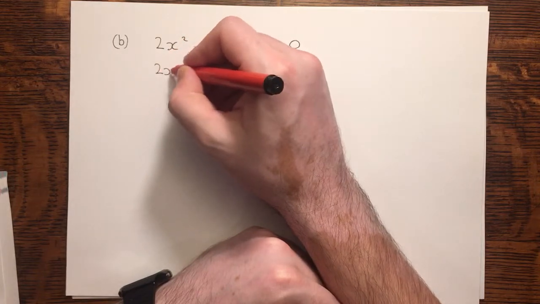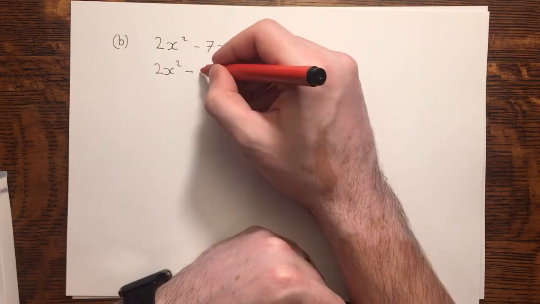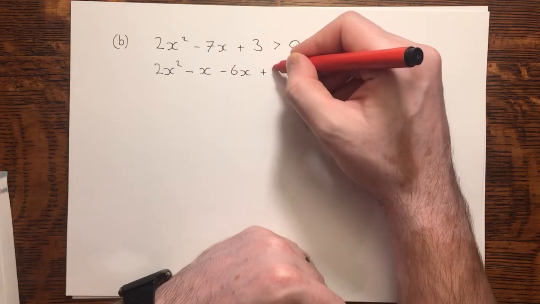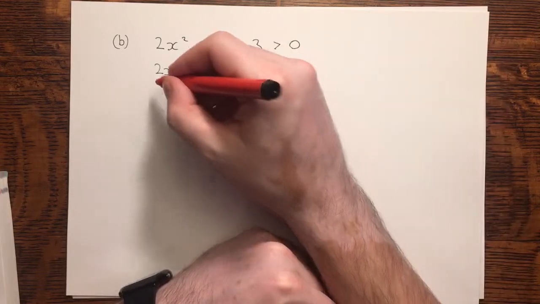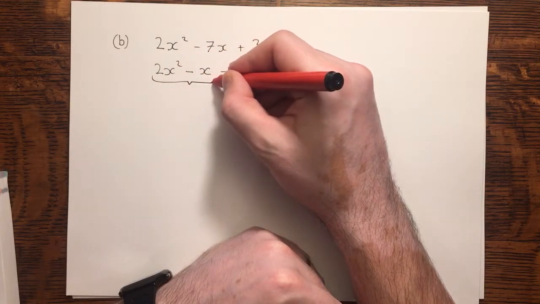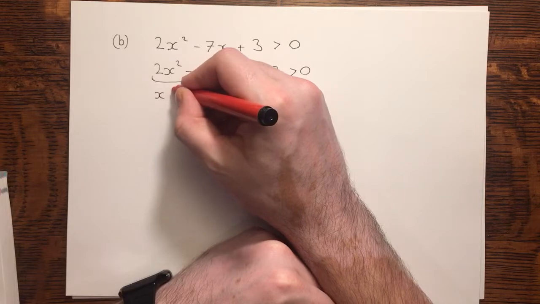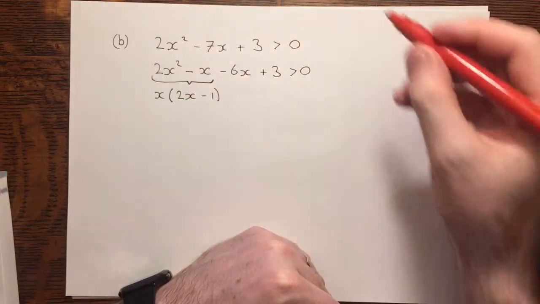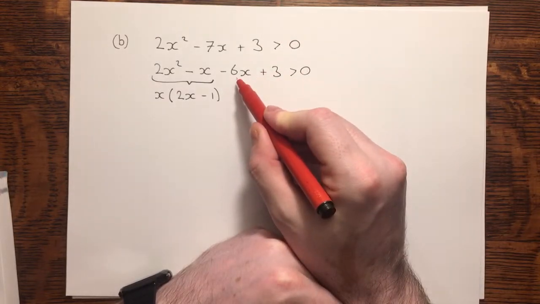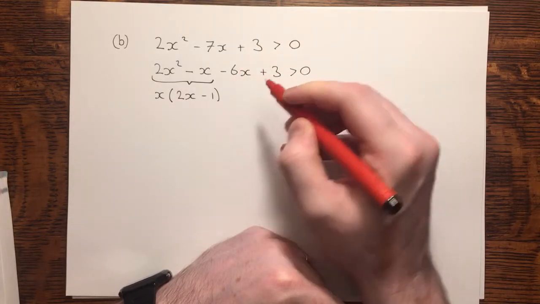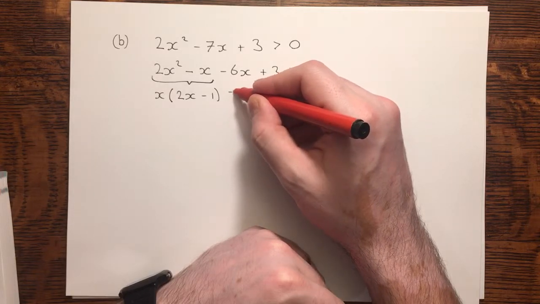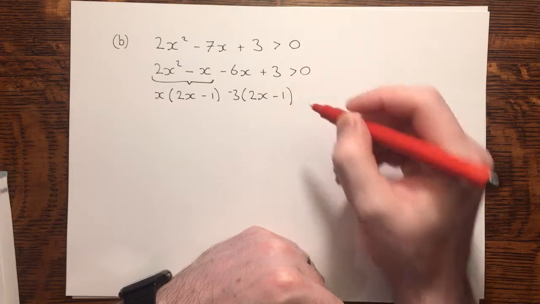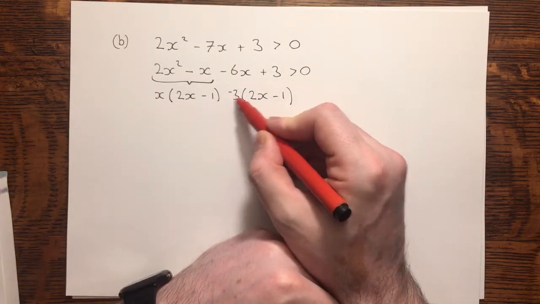So, making the split, and then factorising. Here I need to extract a common factor of minus 3. It's important to note this is being multiplied.